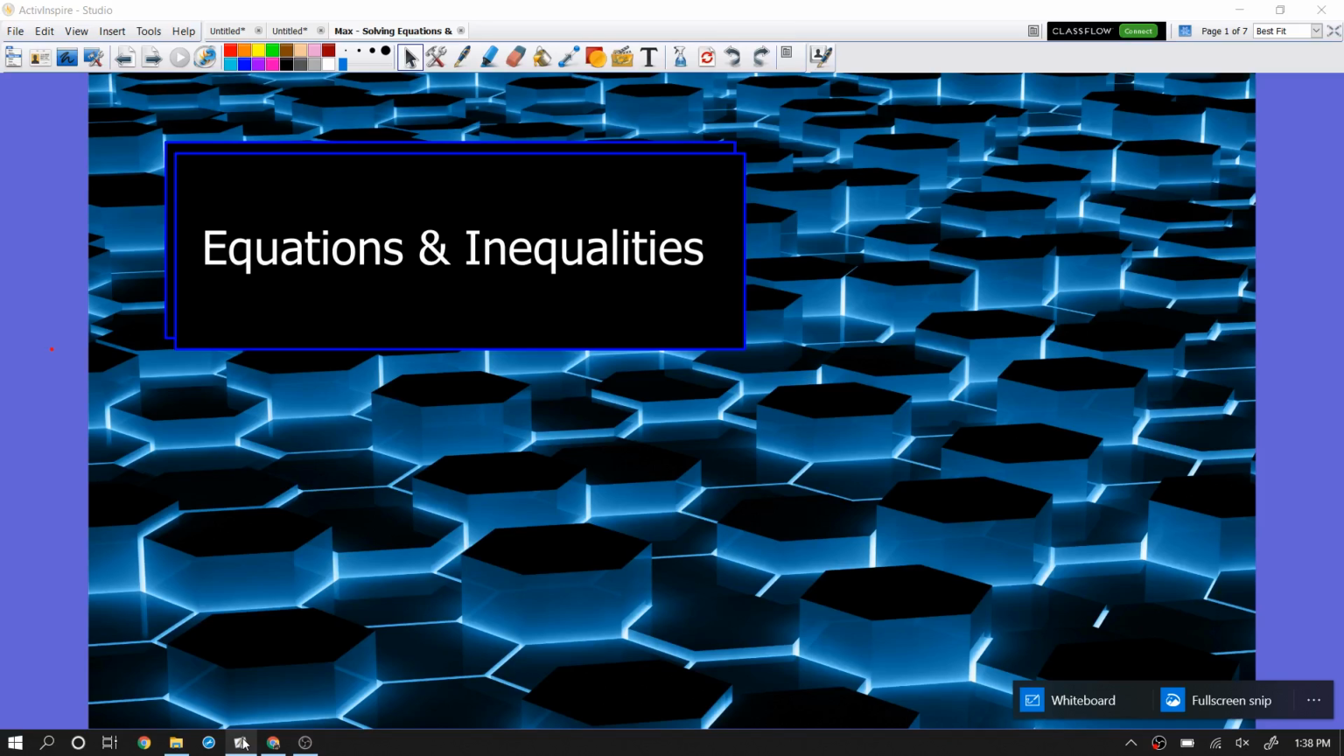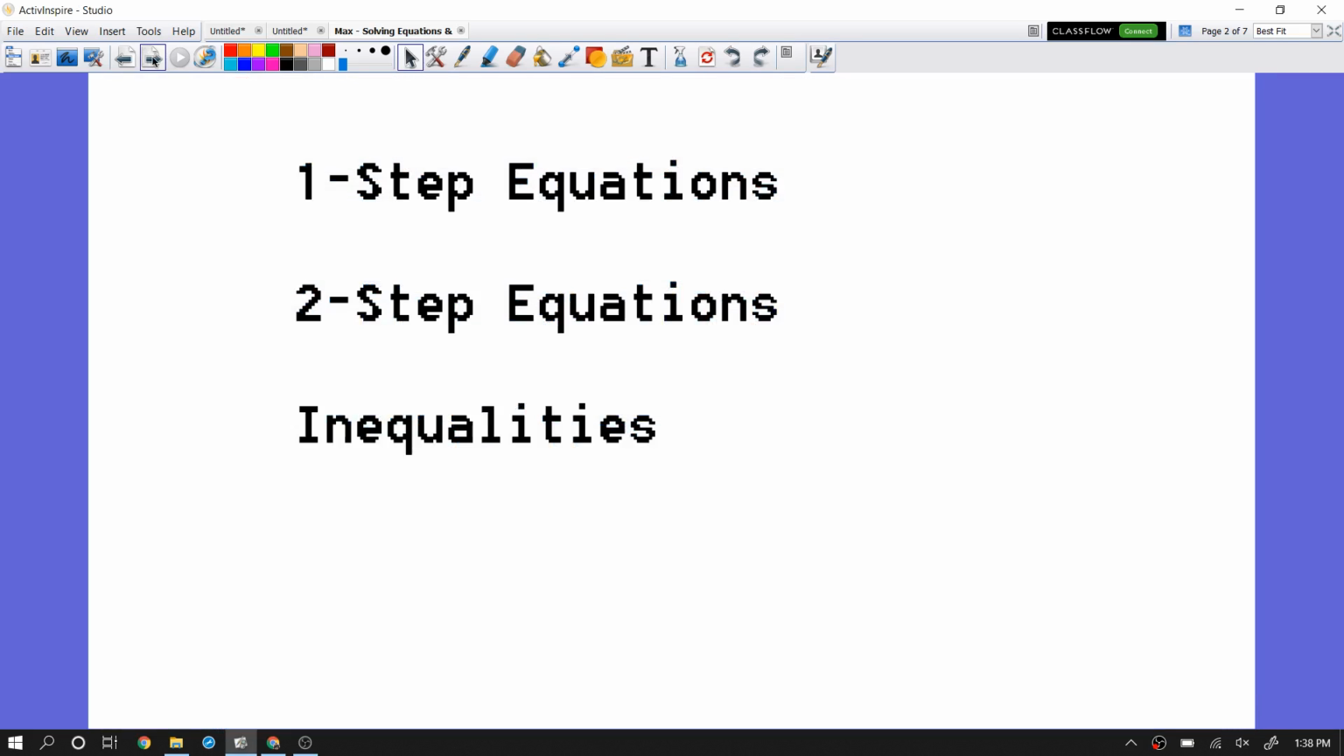All right, equations and inequalities. Very similar things, one tiny nuance, and then also number lines included. So we're going to go over one-step equations, two-step equations, and inequalities, and then we're going to throw in number lines.